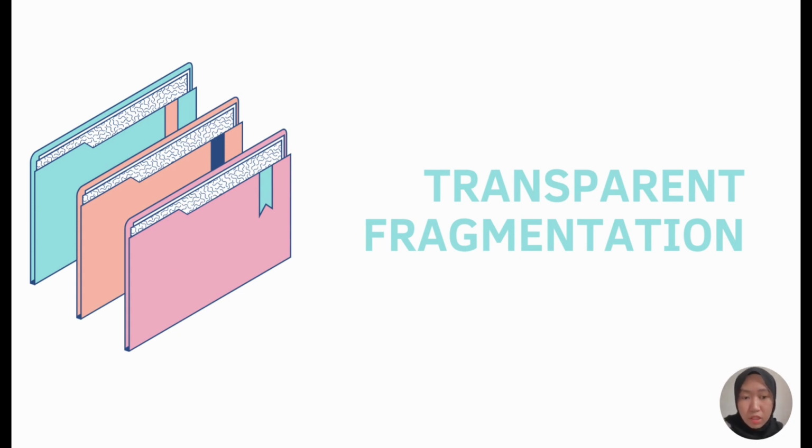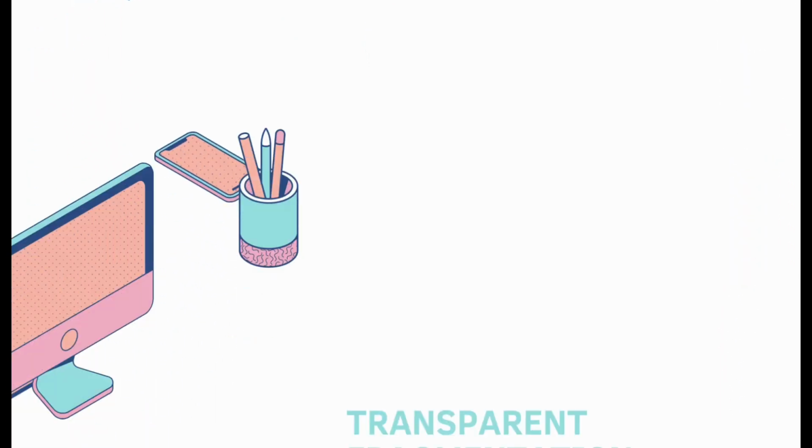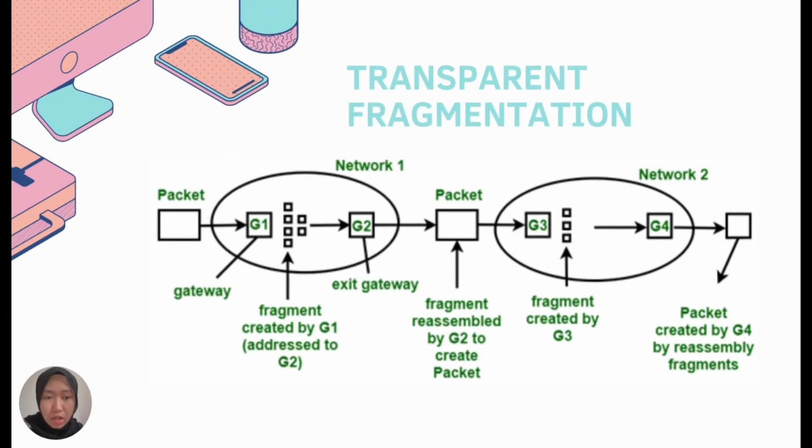The term transparent in transparent fragmentation refers to the fact that the fragmentation process is typically handled by the networking device along the path without requiring any action or awareness from the user. So whenever a larger packet arrives at the gateway, it breaks the packet into smaller fragments.